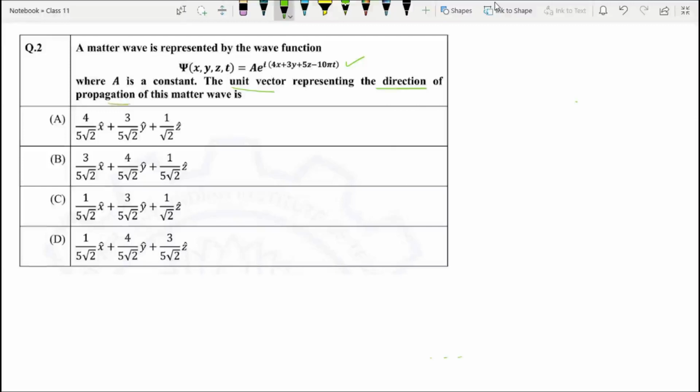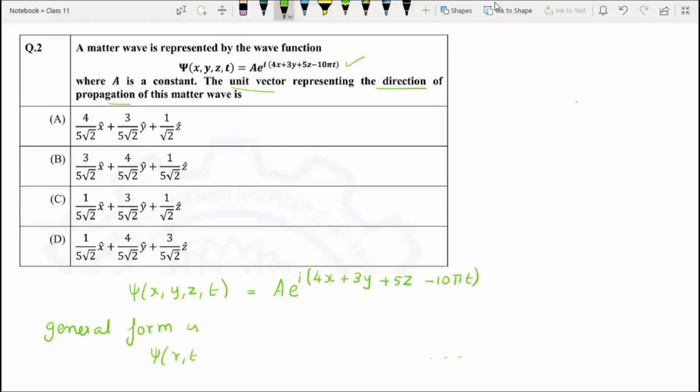So first we will write the given wave function. Psi of x, y, z, t is equal to A e power i(4x + 3y + 5z - 10πt). We know that the general form of the wave function is psi of r, t is equal to A e power i(k vector dot r vector - omega t), right? So let it be equation 1.